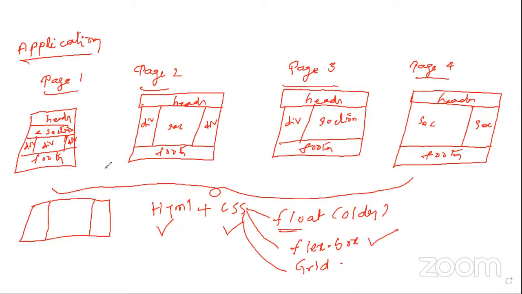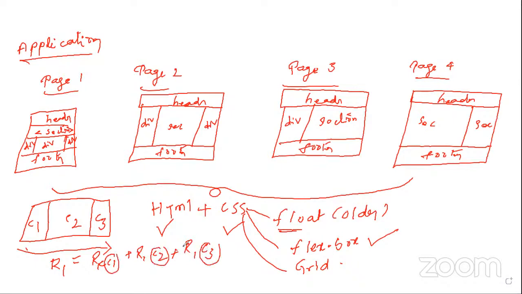Now, if you consider this whole section, and if I consider that this is row R1, then this is called C1, column 1, column 2, and column 3. Now here, if you try to see, R1 is the sum of R1C1 plus R1C2 plus R1C3. So C1, C2, and C3.